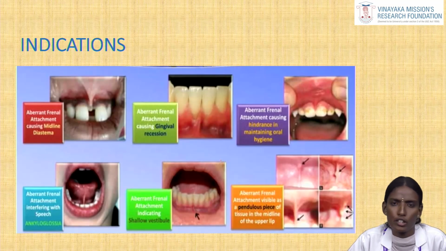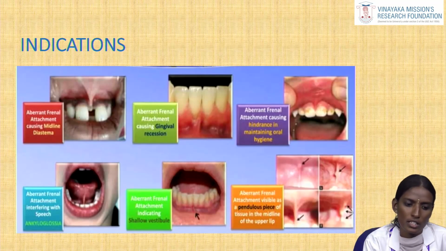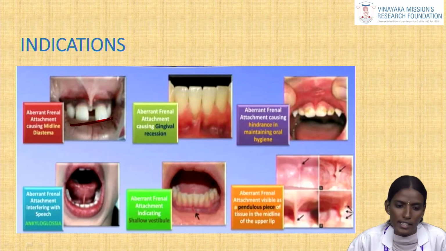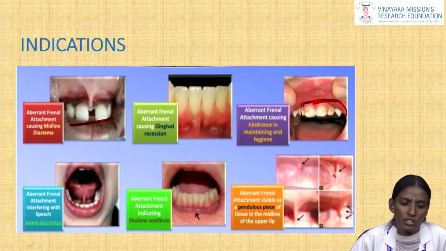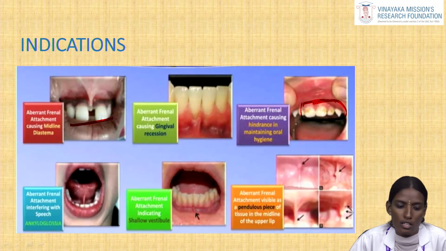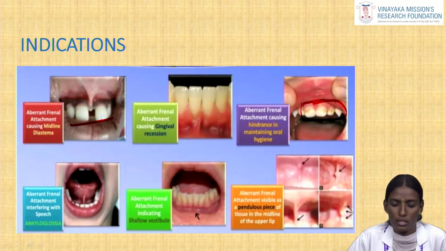Indications. Why do we need to undergo the surgery of frenectomy? An abnormal frenal attachment causes a midline diastema, which causes aesthetic disfigurement of the anterior teeth. It causes gingival recession, most commonly in the lower anterior region. It causes a hindrance in the maintenance of oral hygiene, and improper oral hygiene causes periodontal disease followed by periodontal infections. It interferes with speech, like in ankyloglossia. It indicates a shallow vestibule. It is visible as a pendular piece of tissue in the midline of the upper lip.